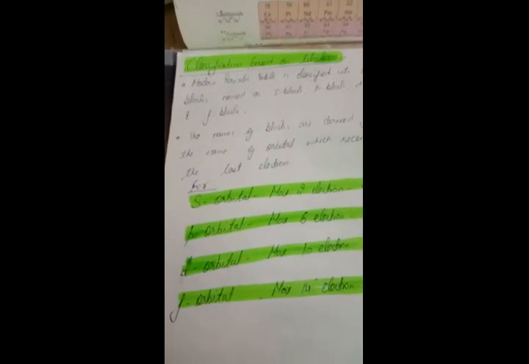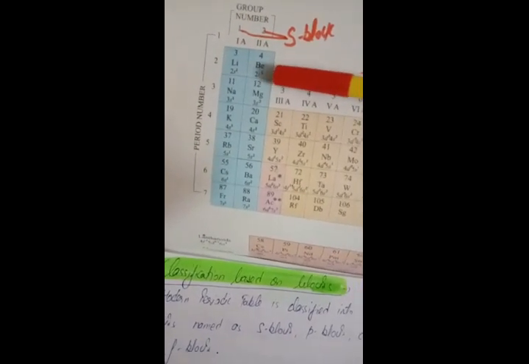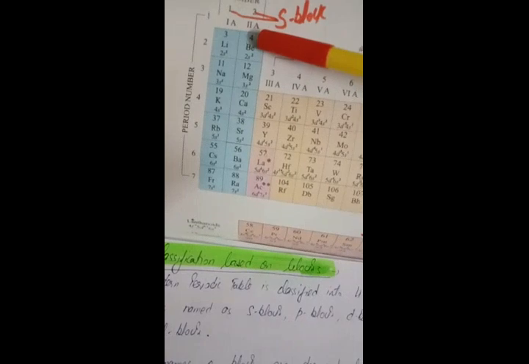And next comes classification of the modern periodic table based on blocks. Now the modern periodic table is classified into 4 blocks, that is S, P, D and F block. The names of these blocks are derived from the name of the orbital which receives the last electron. Like for S orbital, maximum 2 electrons are there. You can see here in group 1 only 1 electron is present, and in group 2, 2 electrons are present. So maximum 2 groups are there for S block elements.